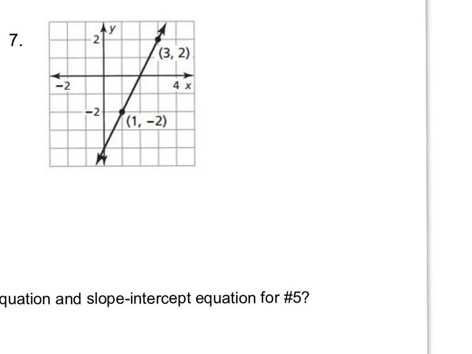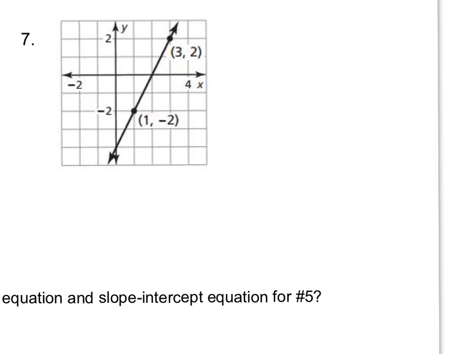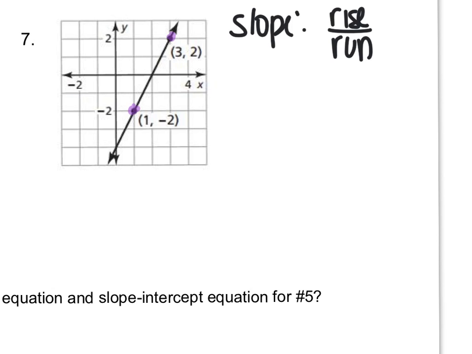From a graph, we can do the same thing like we have here on problem 7, but the great thing is we can find our slope easily because remember that our slope in a graph is our rise over our run. So I need to figure out how to get from this point, (1, -2), to this point, (3, 2). And you could use point slope formula if you wanted to, but you could also just rise and run and count your steps.